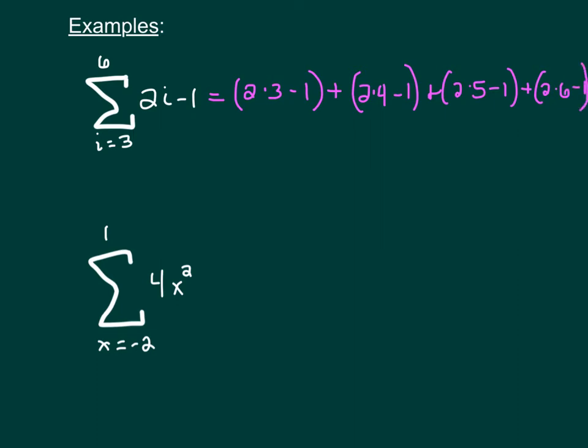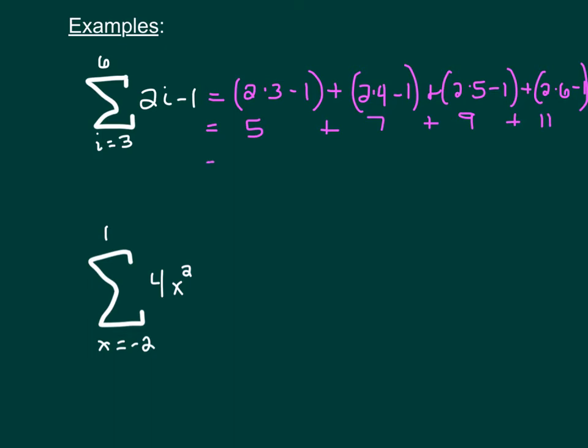Now, we know we could stop when we substitute in the 6 because this number on top of the sigma symbol tells us when to stop. All right, so now we just have to figure out what this is equal to. So 2 times 3 is 6, and 6 minus 1 is 5. Then we'll bring down this addition sign. 2 times 4 is 8, and 8 minus 1 is 7. Bring down the addition sign. 2 times 5 is 10, and 10 minus 1 is 9. Bring down the addition sign. 2 times 6 is 12, and 12 minus 1 is 11.